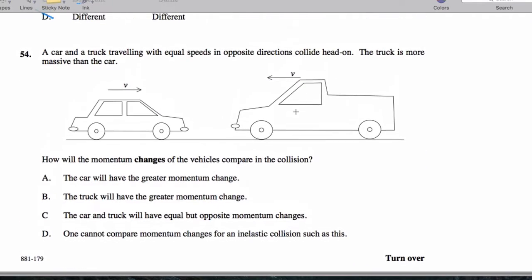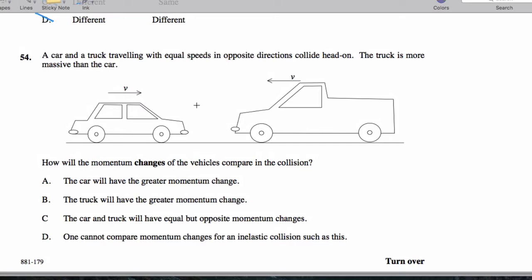All right. A car and a truck with equal speeds in opposite directions collide head-on. The truck is more massive than the car. This is a weird way of looking at the third law, but let's be clear. So F on the car due to the truck equals the force on the truck due to the car. And let's be clear, if the forces are the same, then the impulse is the same. That's how we actually get conservation of momentum. So what this means, since impulse is the change in momentum, we're going to have equal and opposite momentum changes. So that's a little bit of a variation on the impulse momentum theorem for 54.